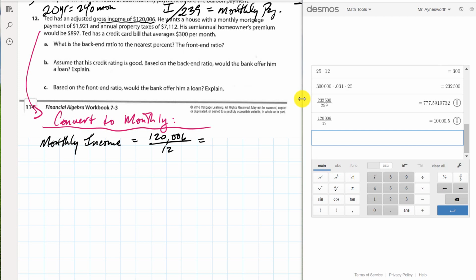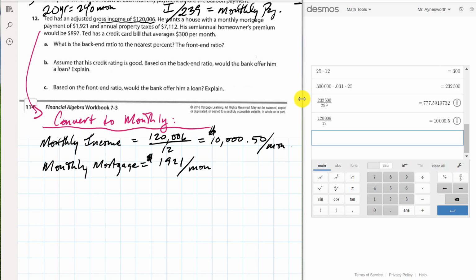Okay, so he's making over $10,000 per month. It's pretty respectable. He wants to buy a house with a monthly mortgage payment. So let's just write down all our monthly numbers here. Monthly mortgage, this is what he's going to pay monthly for being in that house. It's going to be $1,921 per month. It already is monthly, so nothing to do.